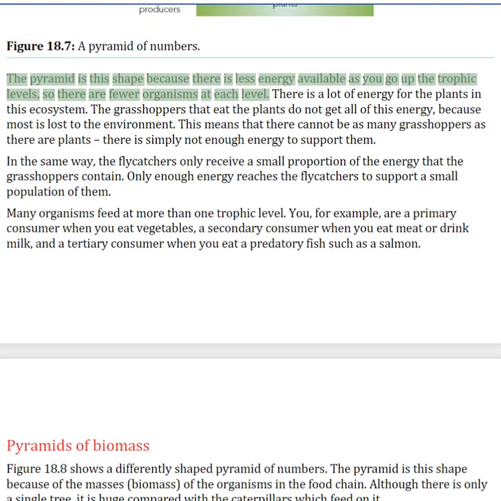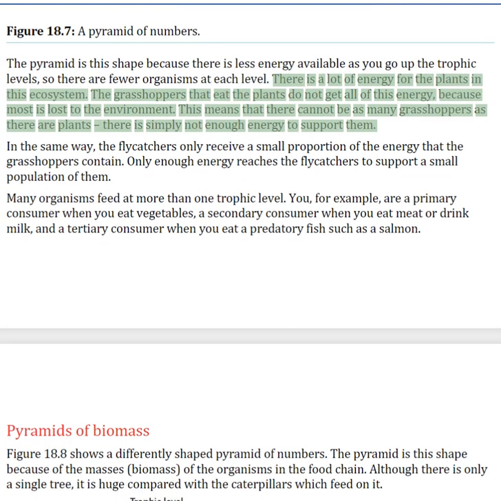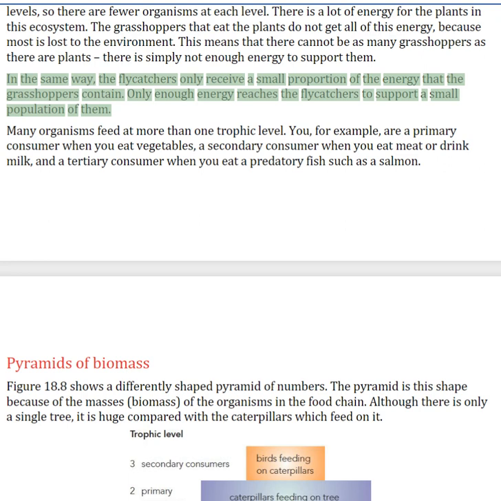The pyramid is this shape because there is less energy available as you go up the trophic levels, so there are fewer organisms at each level. There is a lot of energy for the plants in this ecosystem. The grasshoppers that eat the plants do not get all of this energy because most is lost to the environment. This means that there cannot be as many grasshoppers as there are plants; there is simply not enough energy to support them. In the same way, the flycatchers only receive a small proportion of the energy that the grasshoppers contain. Only enough energy reaches the flycatchers to support a small population of them.